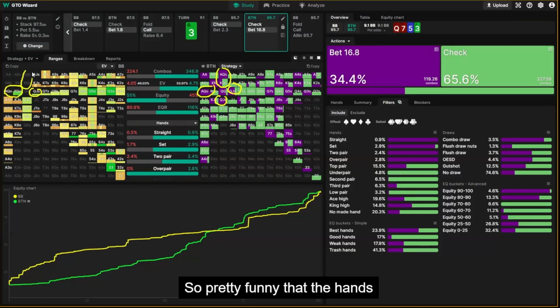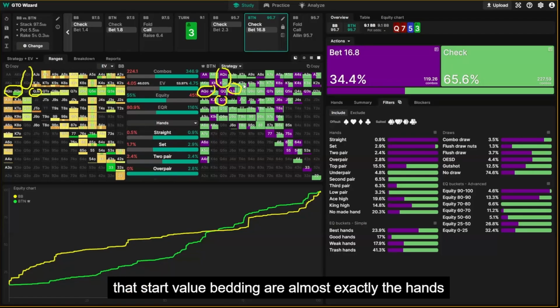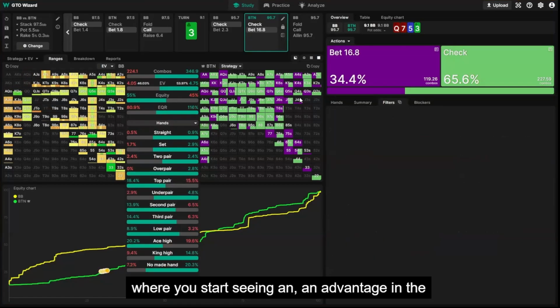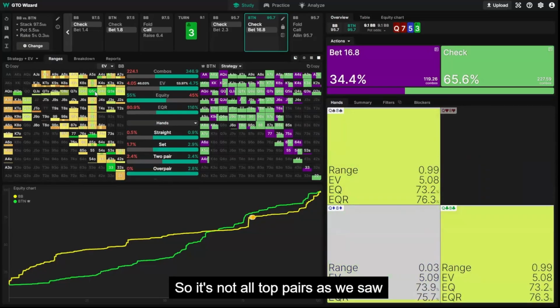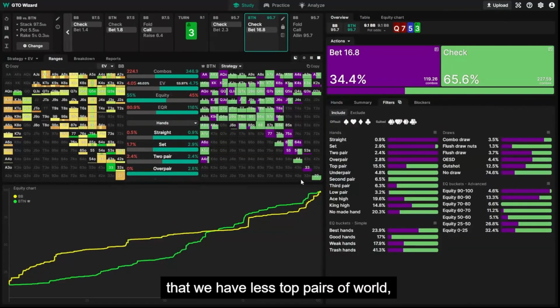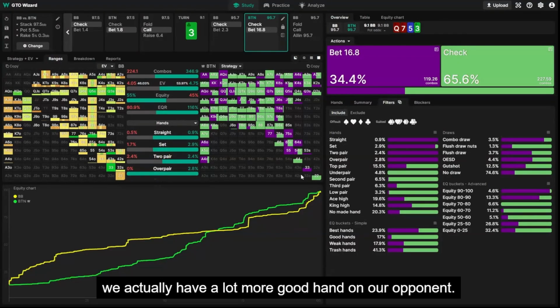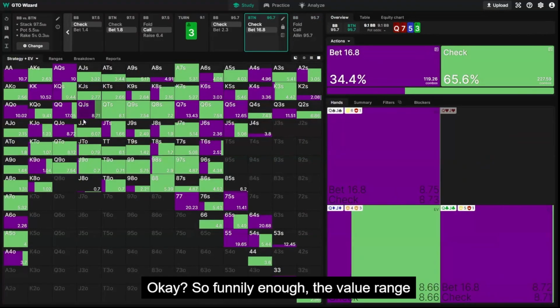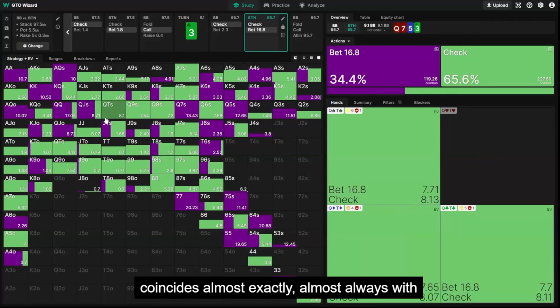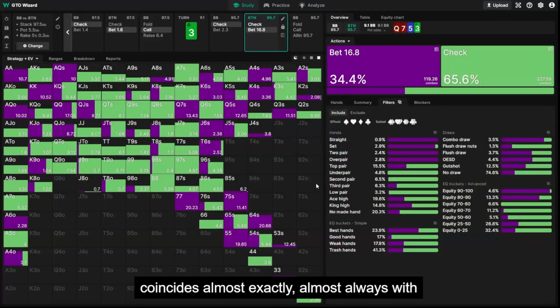So pretty funny that the hands that start value betting are almost exactly the hands where you start seeing an advantage in the button's range, right? So it's not all top pairs, as we saw. In fact, we have less top pairs overall, but past queen jack, we actually have a lot more good hands than our opponent, okay? So funnily enough, the value range coincides almost always with exactly where your advantage lies. Let's look at the bluff.